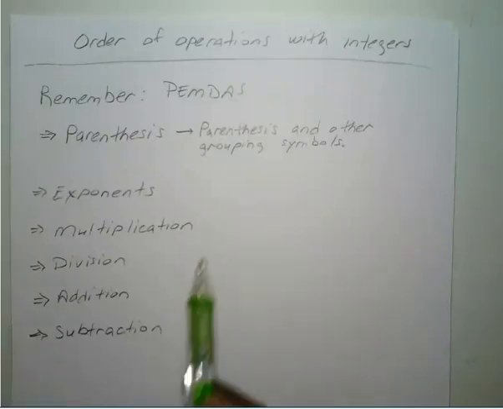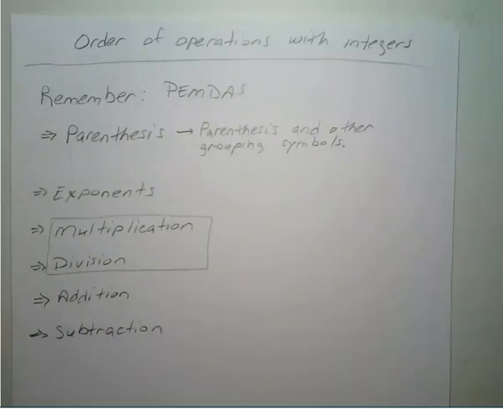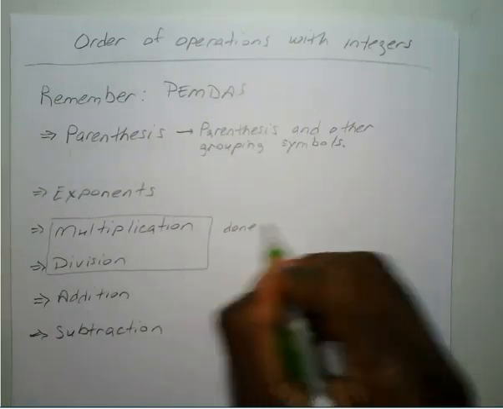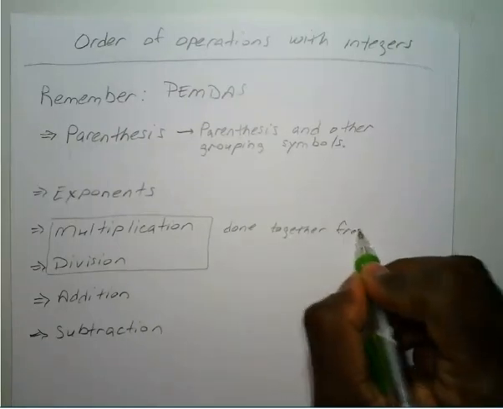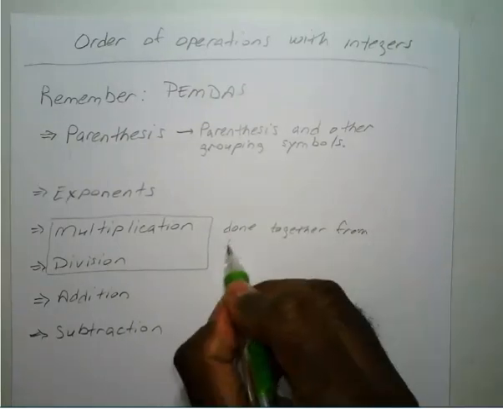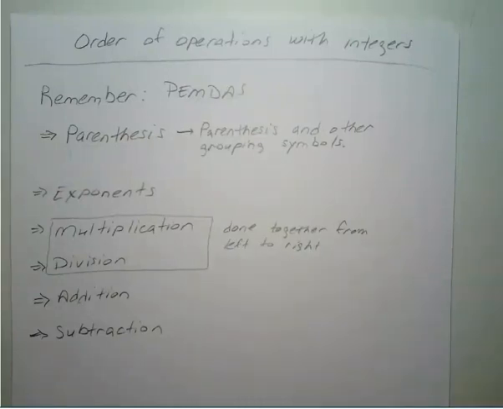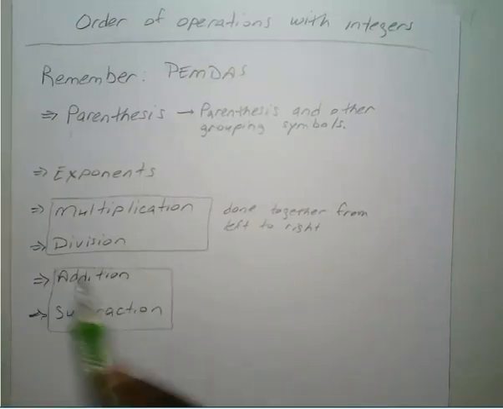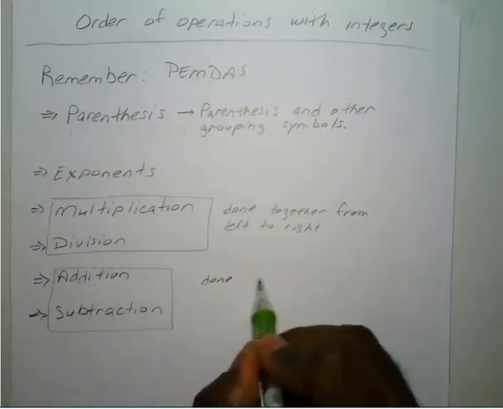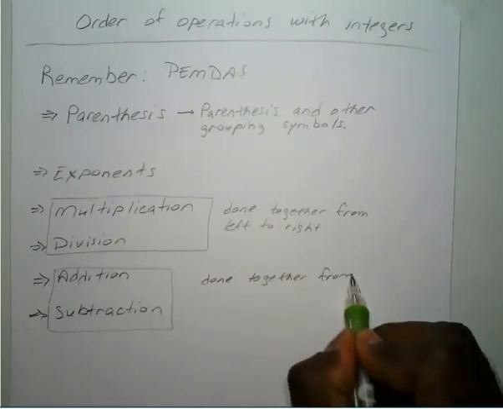Now, if you remember, the multiplication and division are done together from left to right. And same thing with addition and subtraction. They are done together from left to right.